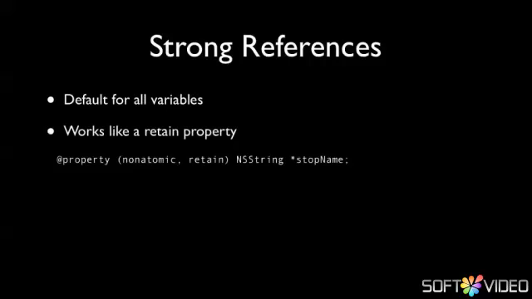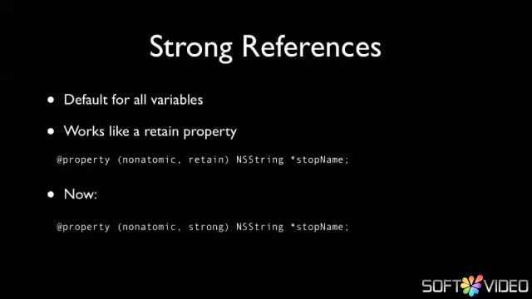Basically, a retain property. So before ARC, we were used to coding retain within a property definition, and now we'll code strong. By coding strong, we're telling the compiler that this is a strong reference, and the compiler will initialize it to nil and manage it and release it correctly as necessary. Again, we don't need to then code release code for these new strong variable properties.